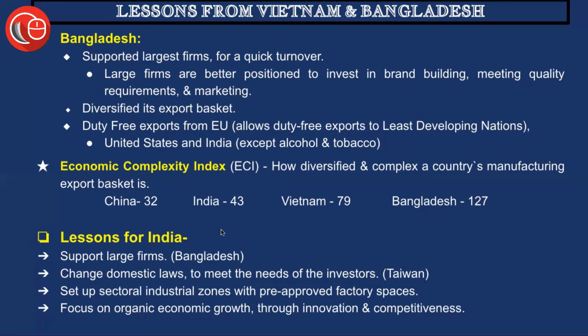So here are a few lessons that India can take from these countries. India should also support large firms just like it was done in Bangladesh. Then it can change domestic laws to meet the needs of the investors, like in Taiwan, to set up sectoral industrial zones with pre-approved factory spaces, so that if any foreign direct investment or any manufacturing setup wants to come into India from any outside country, it does not have to get into the tantrums of approving the land and getting permissions, licenses, etc. And then focus on organic economic growth through innovation and competitiveness. So obviously these are the things that we need to take care of.